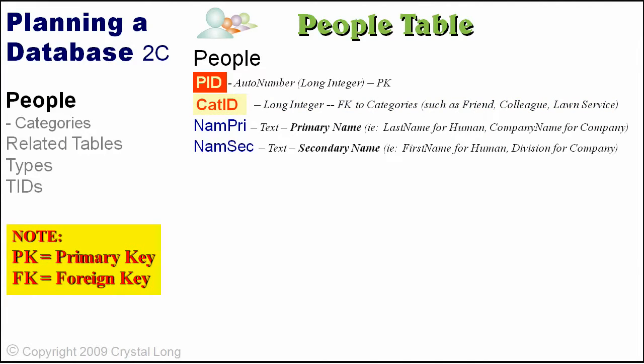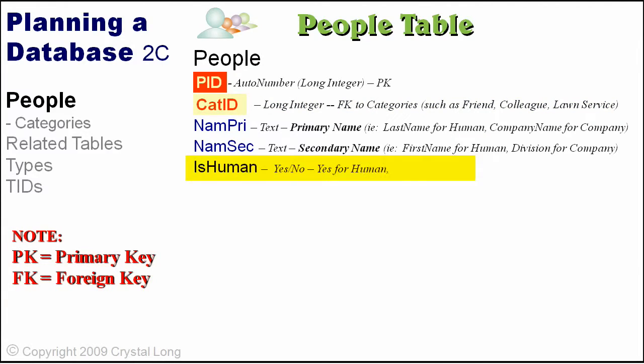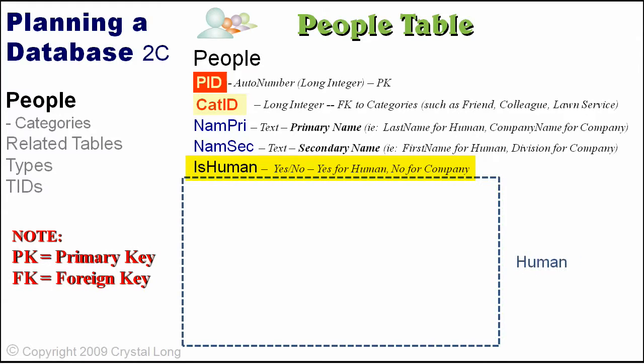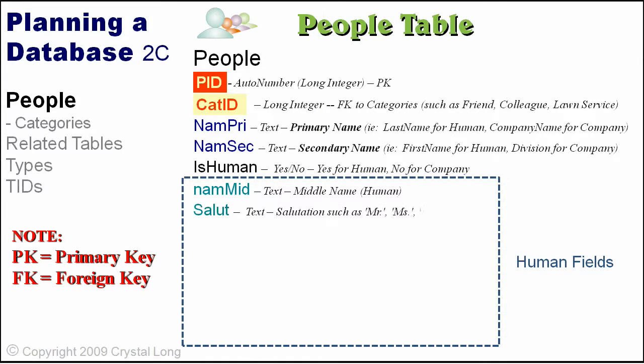Because we have humans and companies both stored in this table, we need a way to differentiate each record. So if an entity is human, we can prompt for additional human fields. Is human will be a yes/no field. It will be yes if the record is a human. It will be no if the record is an artificial entity. If the record is a human entity, we will keep track of additional information. Middle name, salutation such as Mr., Ms., or Doctor, suffix such as junior or third, nickname, gender.